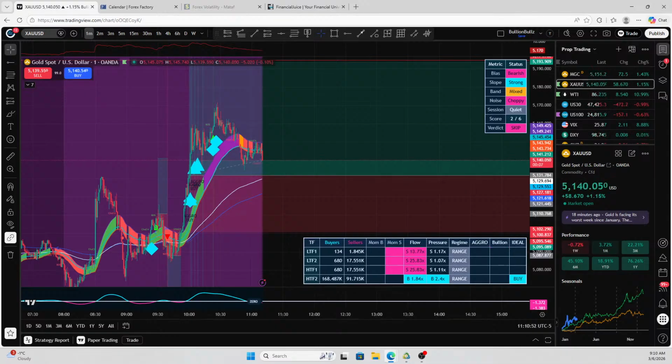So sellers are coming in heavy. Yeah, if it goes below 2, we are just going to close the trade. There's no point in holding it anymore. And we will end the live stream as well.